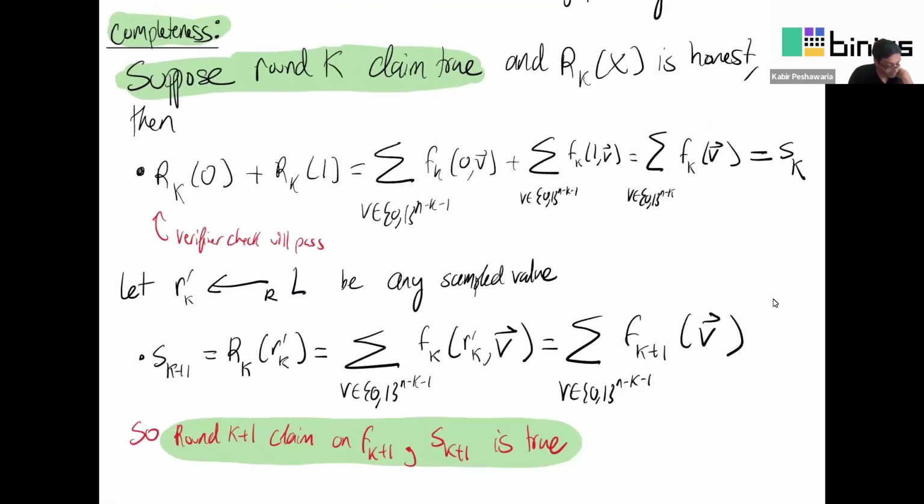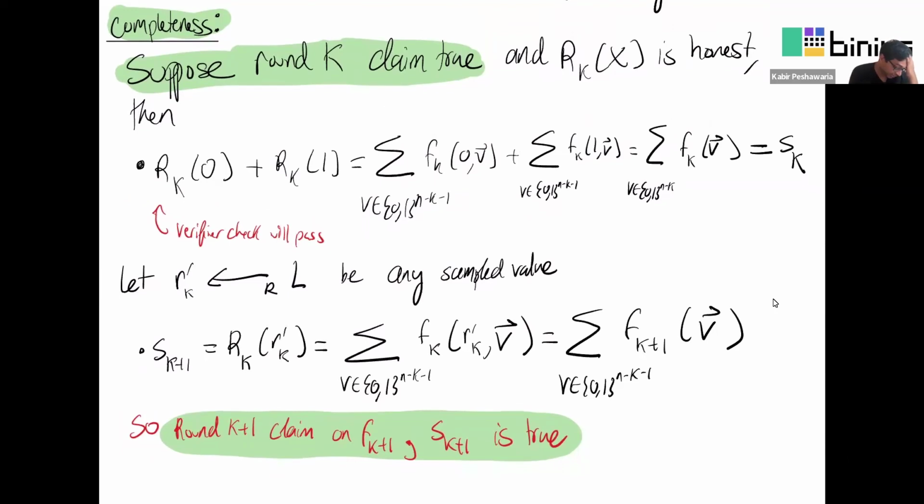So these are all just true definitionally. So this is the easy part. Completeness proofs are usually very trivial. It's like, okay, you followed the thing, it works. So if the round k claim was true and we sent the right round polynomial, then the round k plus 1 claim on f_{k+1} and s_{k+1} is also going to be true with 100% probability.